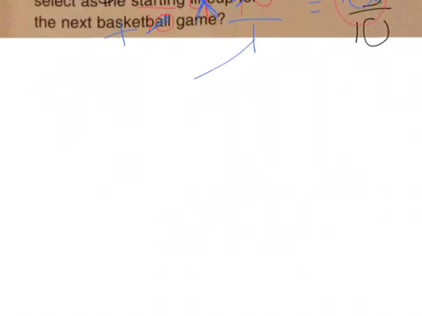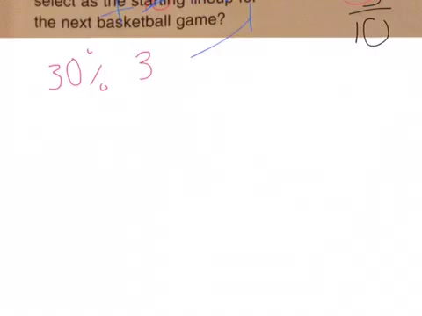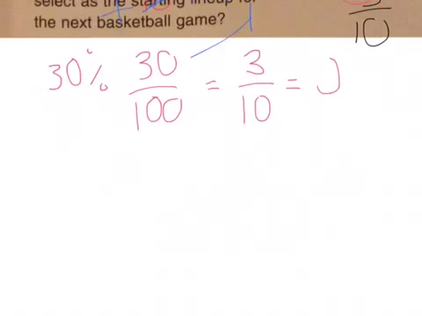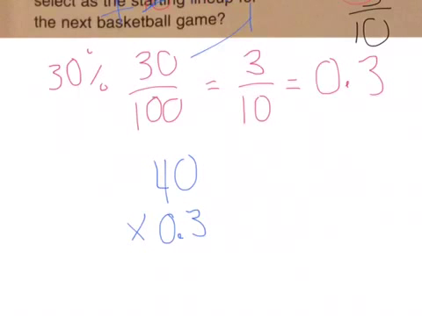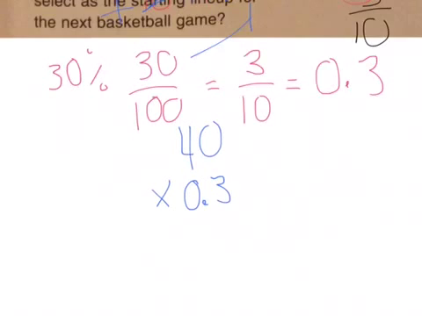Okay, so I was explaining that 30% is the same as 30 over 100, which is the same as 3/10, and is also the same as 0.3, because this is 3/10, which is 3 in the 10th place. We can take that number now, 0.3, and multiply it by 40, because Amit took 40 shots, right? Multiply it by 40.